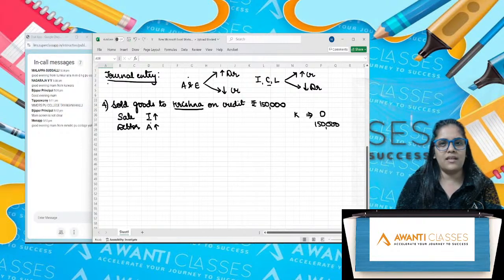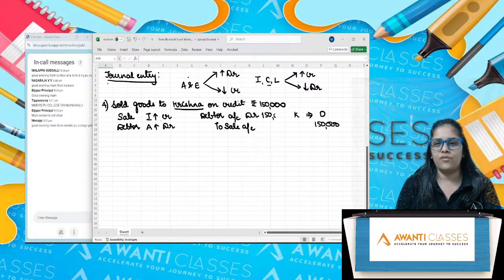Okay, so sale is the income. Income will increase and debtor will also increase. From zero, he's become 1,50,000. So income increase, credit; debtor asset increase, debit. So the entry will be debtor account debit to sale account 1,50,000.